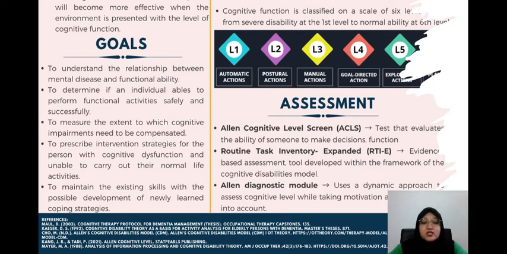And lastly, knowledge of the level of function and understanding these six cognitive levels will assist us occupational therapists in developing client-centered strategies, so we can identify the patient's remaining abilities and strengths. Moreover, we can also identify the safety issues as well as the appropriate level of supervision that our patient needs.